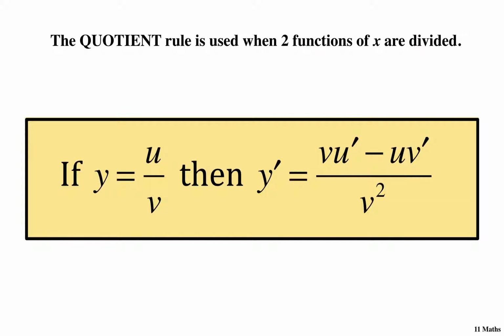So if you have y equals something with x's in it over something else with x's in it, you are dividing them, and it's u divided by v. Then the derivative is vu dash minus uv dash over v squared. It's important you worry about the order for this, with the vu dash and the uv dash over v squared, because if you get the order wrong, you'll get things all mucked up. And remember, u is the top of the fraction and v is the bottom of the fraction.